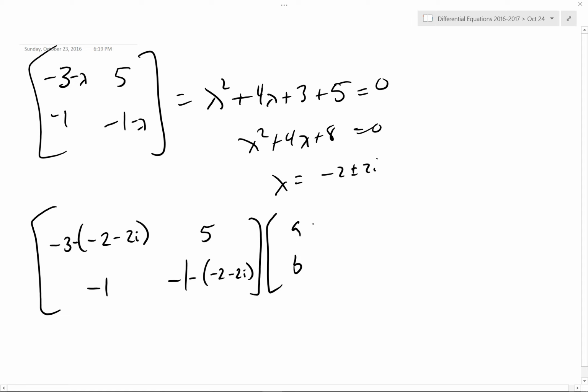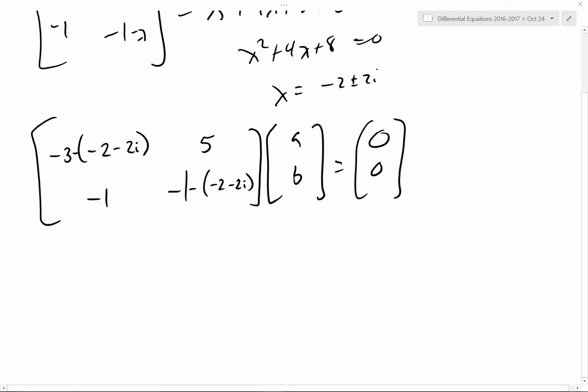And then you get this and this and this and that and whatever. And so then you're going to get negative 3 plus 2 plus 2i, yes? Right? Right. So you're going to get negative 1 plus 2i, a plus 5b equals 0. Okay, so you do this a number of ways.